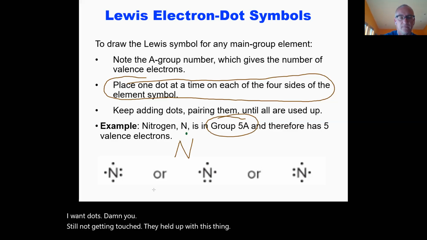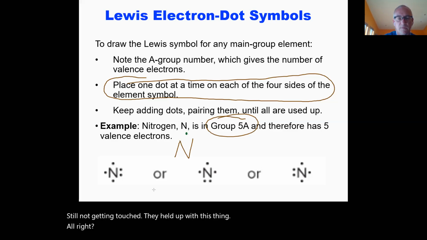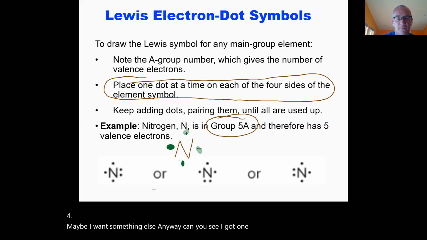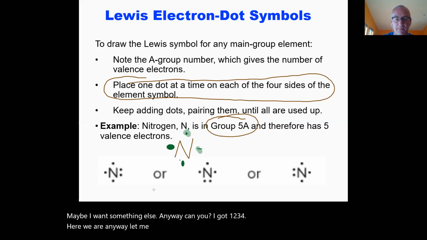All right. So 1, 2, 3, 4. What the hell is that? Oh, maybe I want something else. Anyway, can you see I got 1, 2, 3, 4. Oh, there we are. Anyway, here, let me start over again. This thing is giving me a pain.